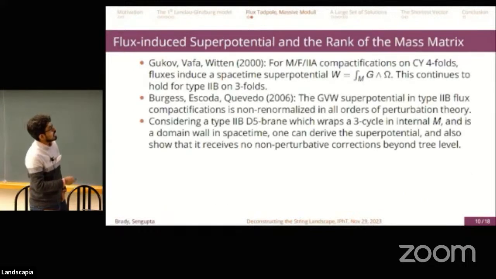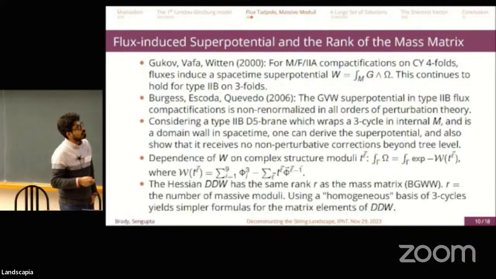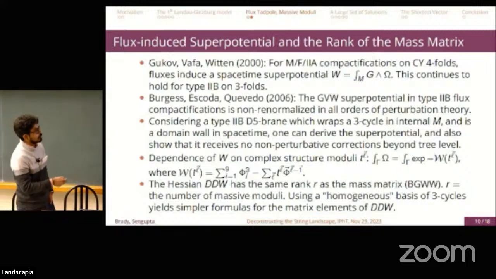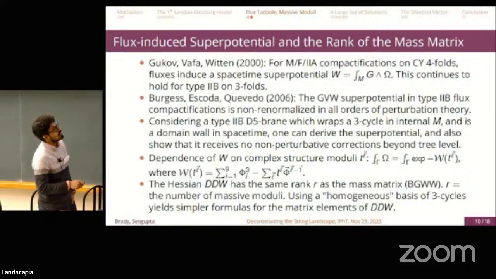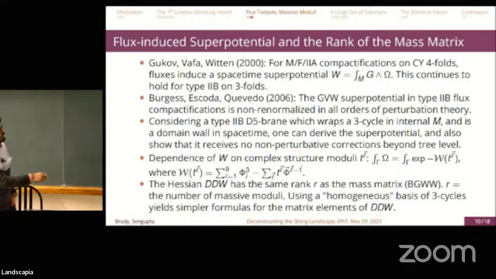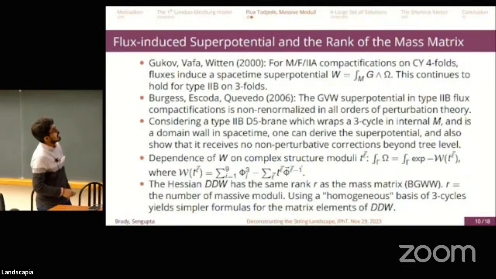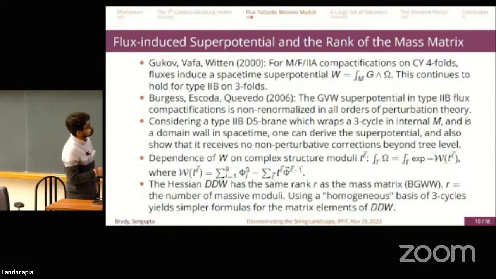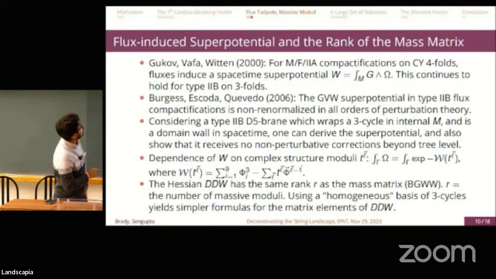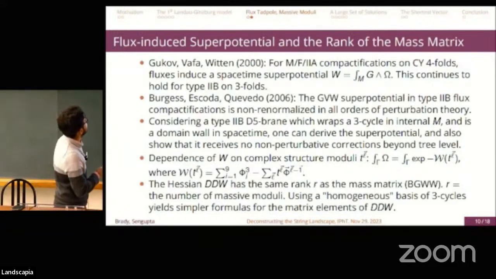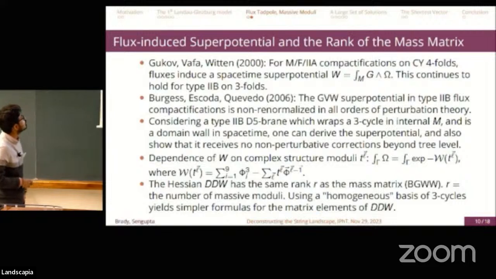And in order to check how many moduli are stabilized, we need to know something about the flux-induced superpotential. Now, in the traditional geometric setting, it is given by this GVW formula, where W is G wedge omega integrated over the internal manifold. Now, this continues to hold true for, I think I wrote this wrong, not 2B on 3-folds. I wanted to write 2B on the Landau-Ginzburg orbifold.